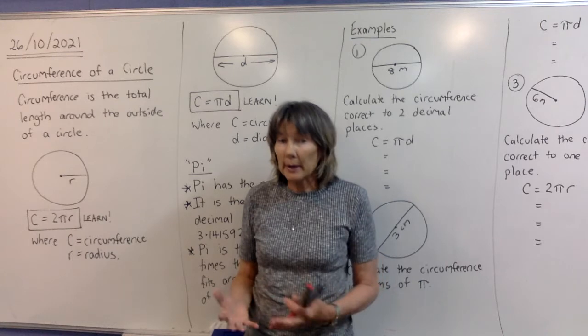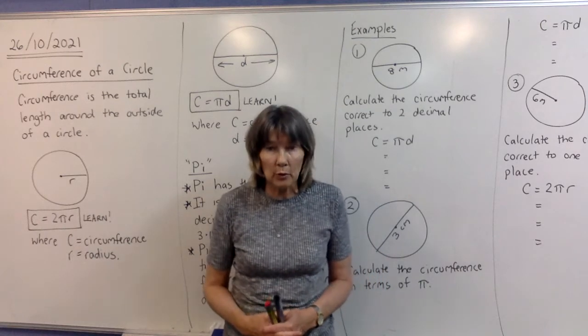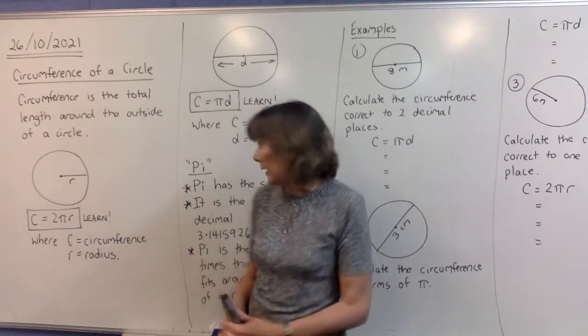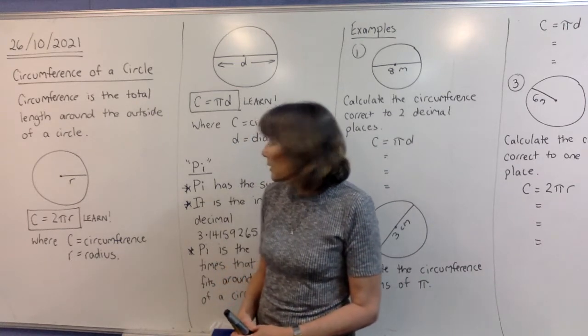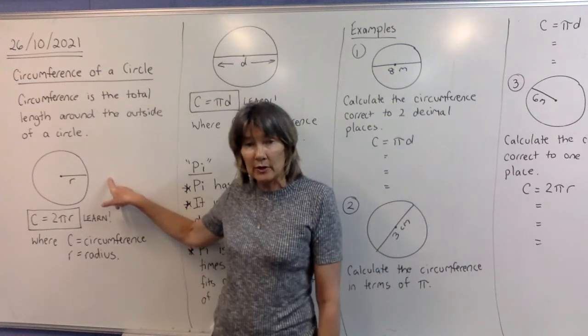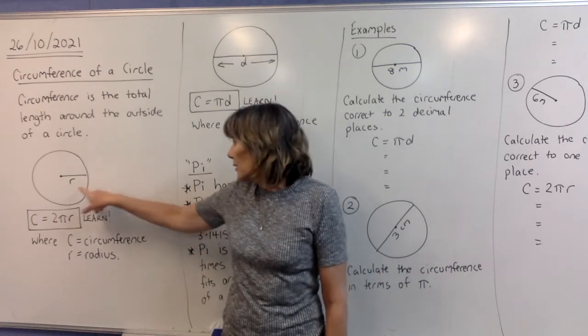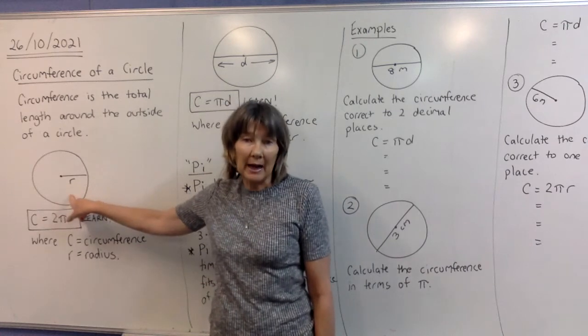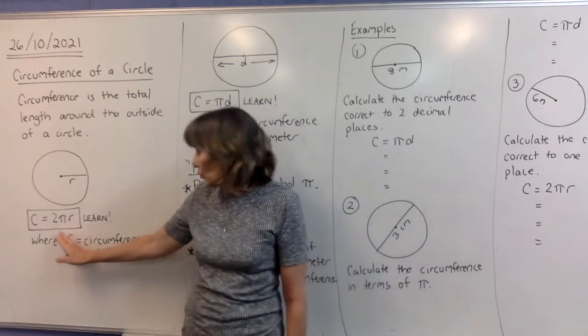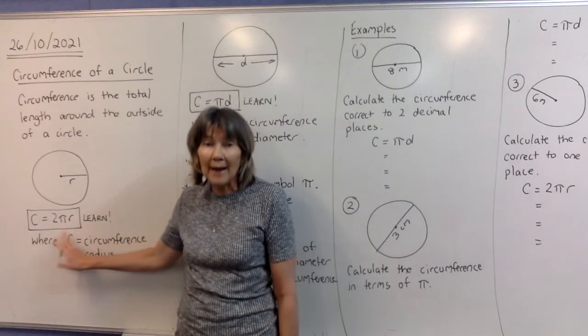So Greek mathematicians a long time ago worked this out. Very, very clever people worked this out for us. So there's two formulas that we're going to learn. One is when you've got the radius given to you, and the radius is indicated by the letter R, which makes sense. The formula is C equals 2 pi R.